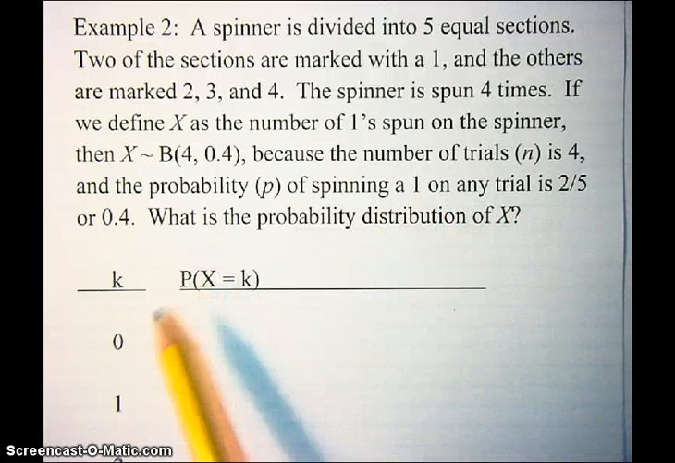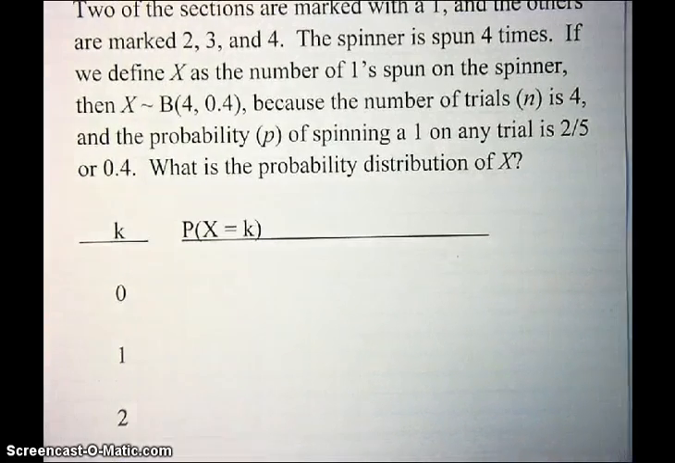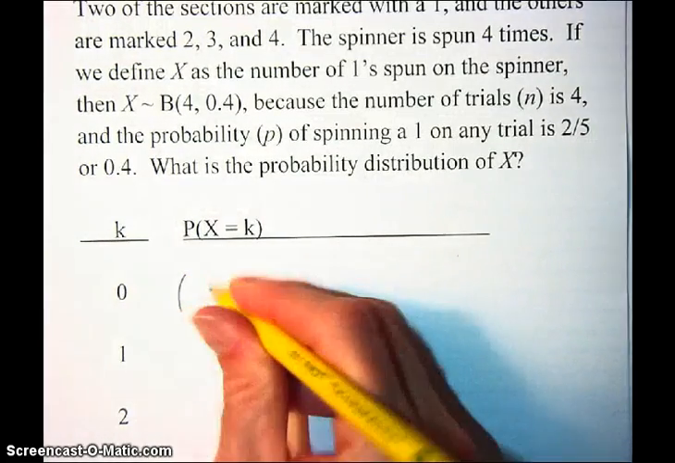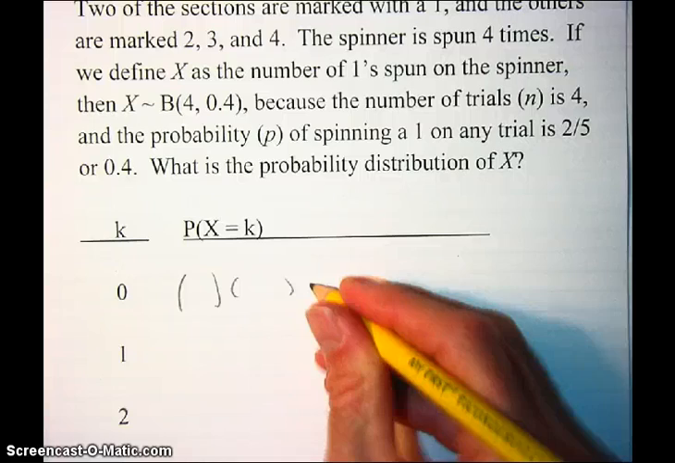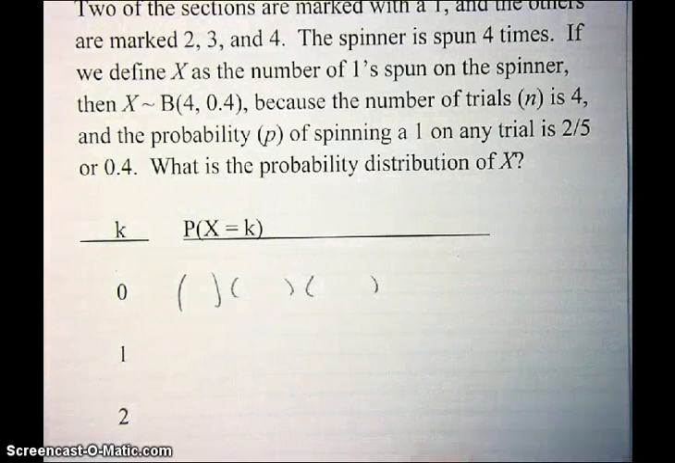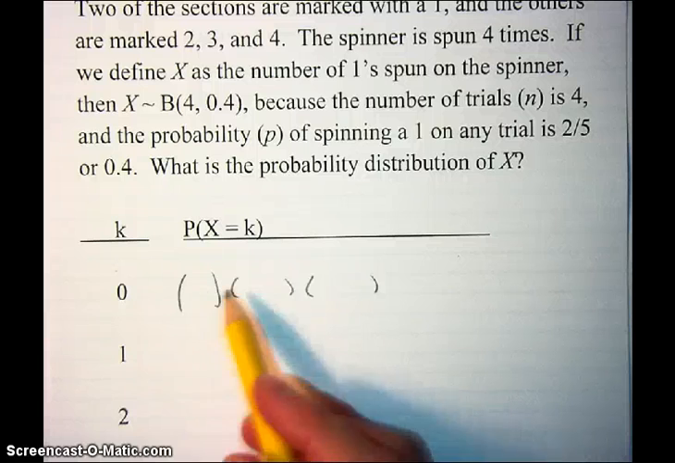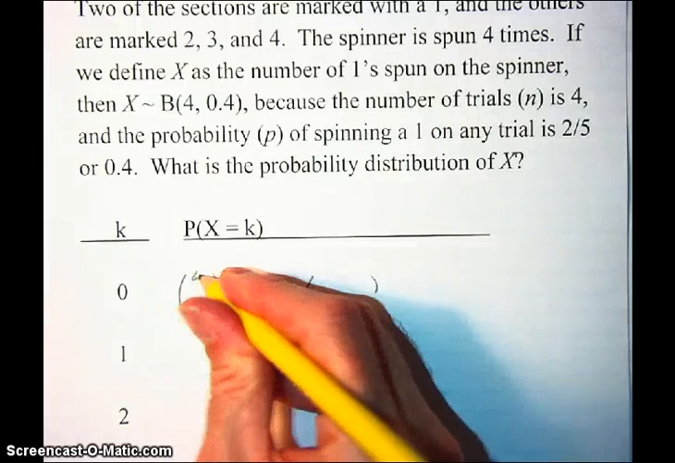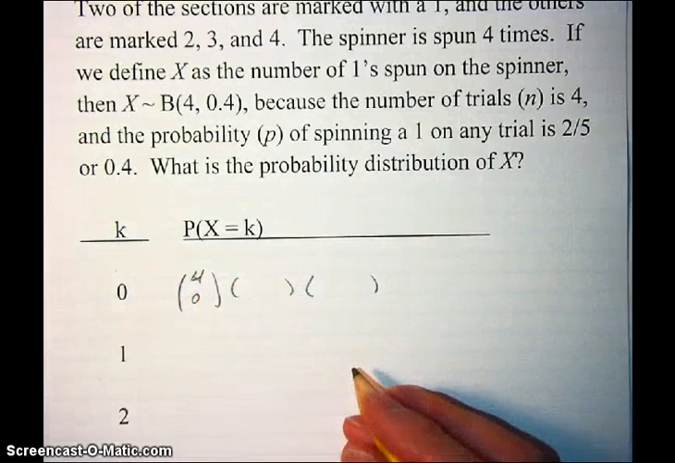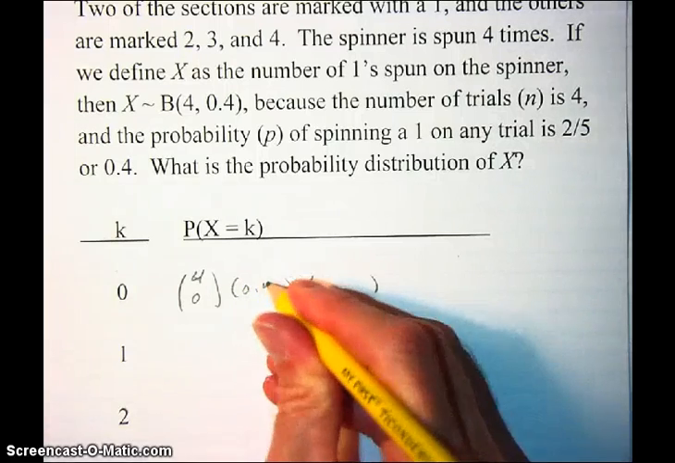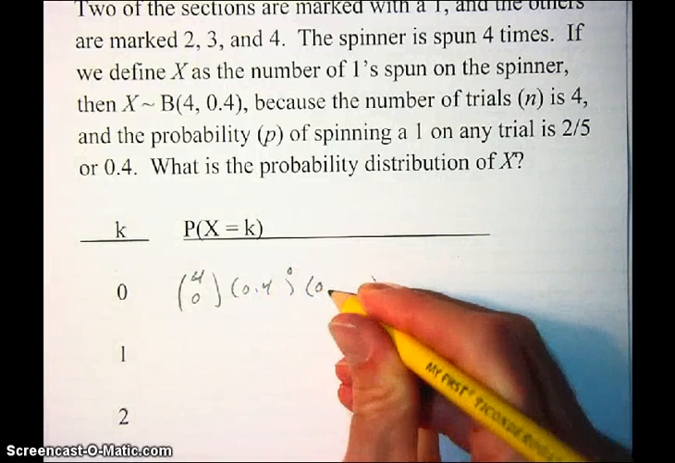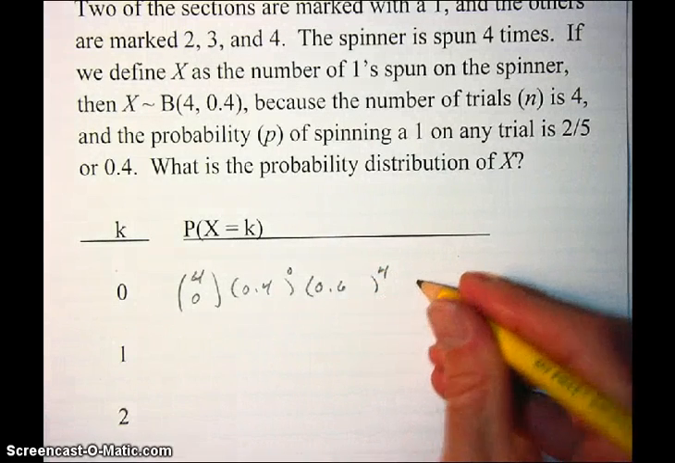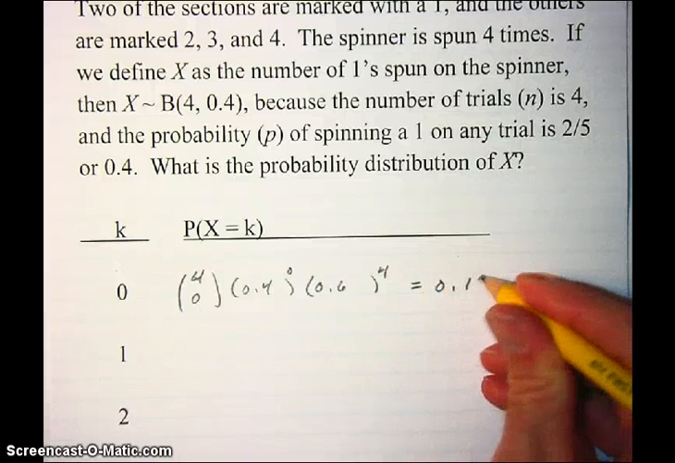Now the probability distribution of x in this case we can figure out similarly to the previous video. We start with a choose, and then we have a probability of success to some power and a probability of failure to some power. All the probabilities are like this. If we have no successes, then the choose would be 4 choose 0. And we'd have 0.4, the probability of success, to the 0 power, and 1 minus that, 0.6, to the 4th power. And then we could ask our calculator what that is. It's 0.1296.